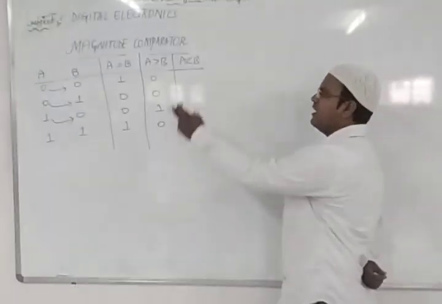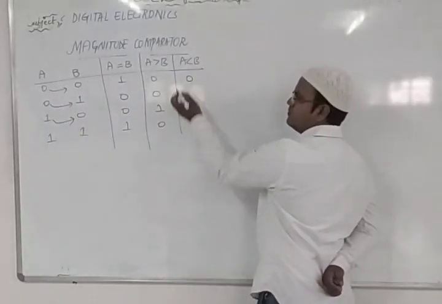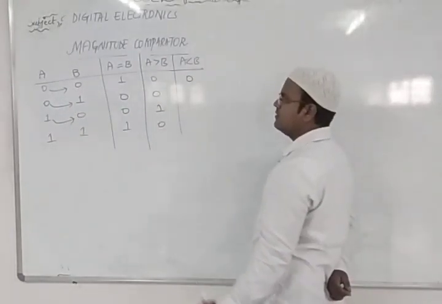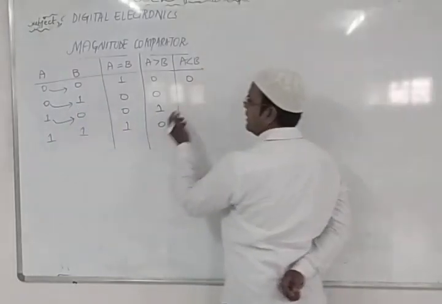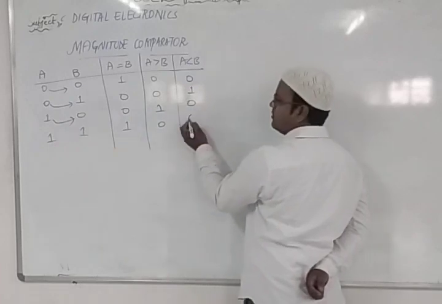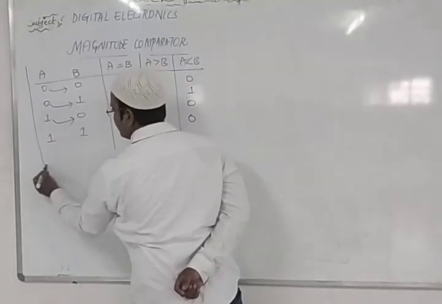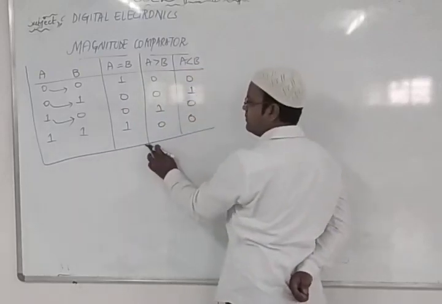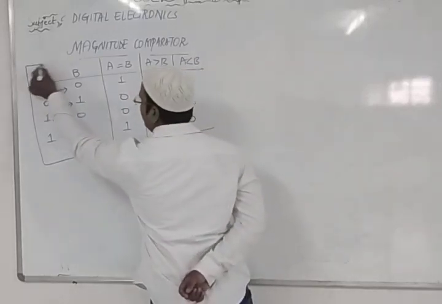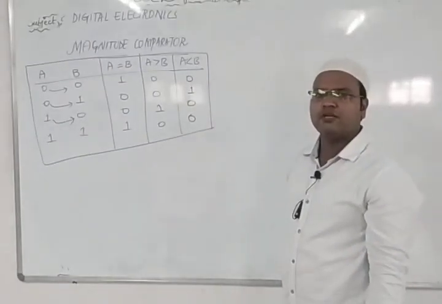The next thing, A is less than B. Just see the first bit: is 0 less than 0? No, it is 0. Next, is 0 less than 1? Yes, it's 1. Is 1 less than 0? No, it will be 0. So what we did, students, is compare each consecutive bit of the input combination. That particular phenomenon is considered to be the magnitude comparator.